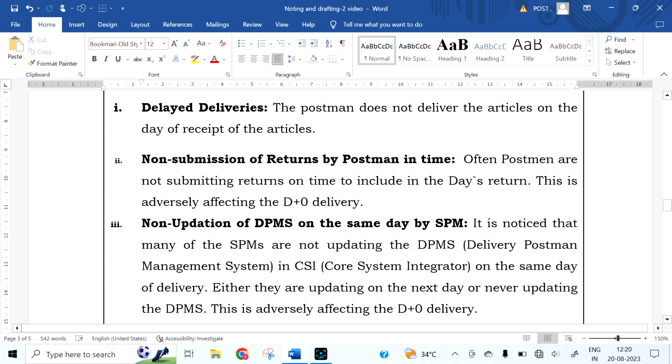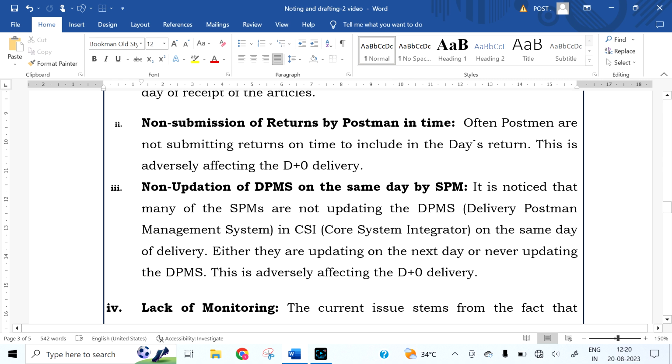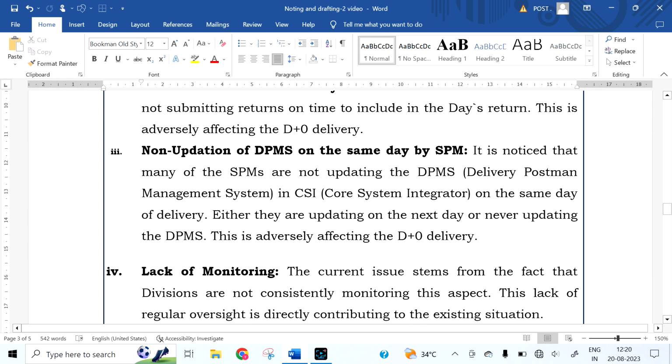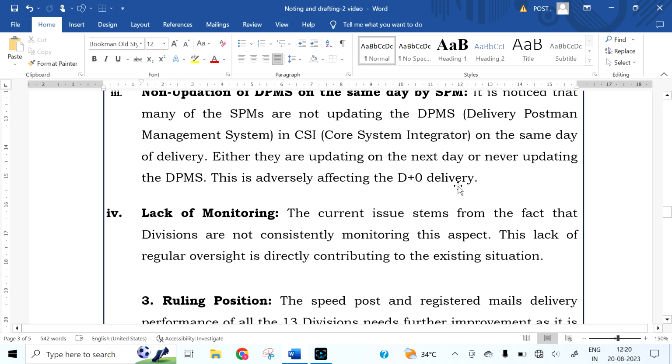Non-submission of returns by postmen in time. Often the postmen are not submitting returns on time to include in the day's return. This adversely affects D+0, because if the postman does not submit his returns in time, the SPM cannot update in DPMS. Then, non-updation of DPMS on the same day by the SPM is also prevalent. It is noticed that many SPMs are not updating DPMS, that is Delivery Postman Management System, in the CSI Core System Integrator on the same day of delivery. Either they update on the next day or never update. This is adversely affecting D+0. So this is another reason.